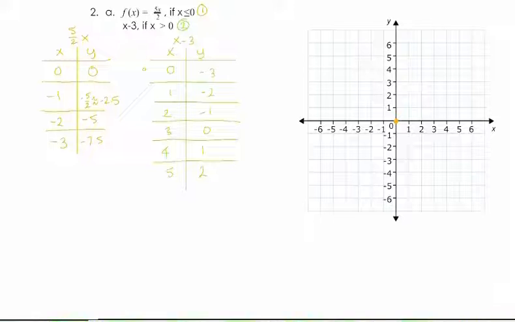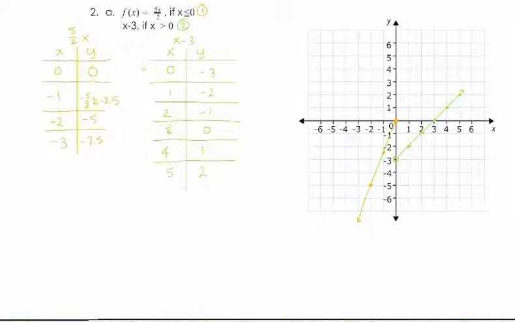So starting with the first function, plot 0, 0, which will be the beginning of our graph for that function. And it's going to be a closed circle because it is defined by the less than or equal to. So once you have our first function graphed, you can go and graph the second function, starting at 0, -3. And remember, this is going to be an open circle because it is not defined in our restriction. We can go ahead and plot the rest of the points.